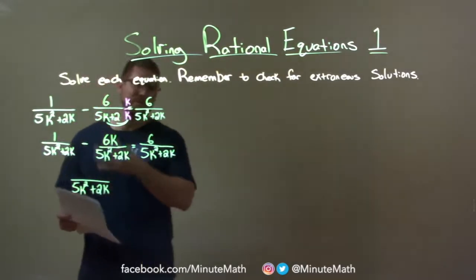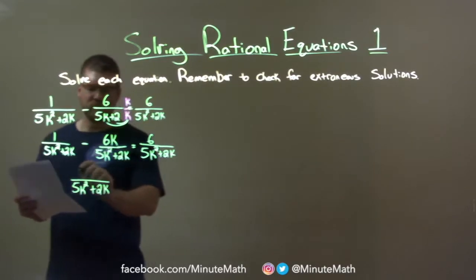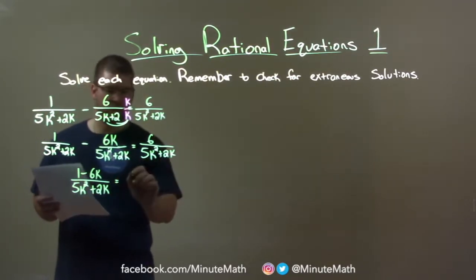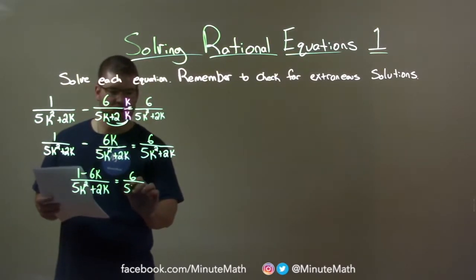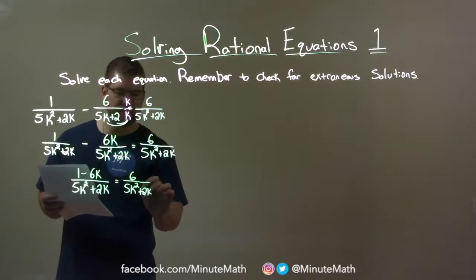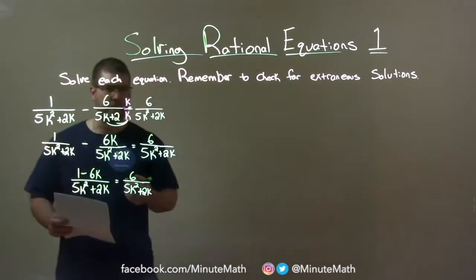But then the numerators, we can subtract them together. They're not like terms, so it's just 1 minus 6k. And let's bring down the right side: 6 over 5k squared plus 2k. Alright, now we can cross multiply, okay?